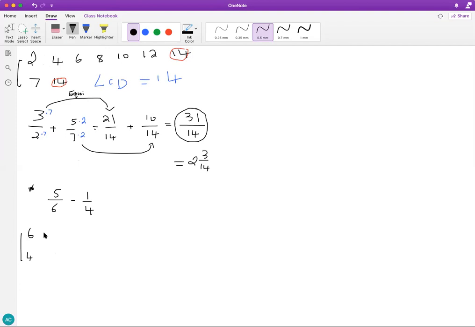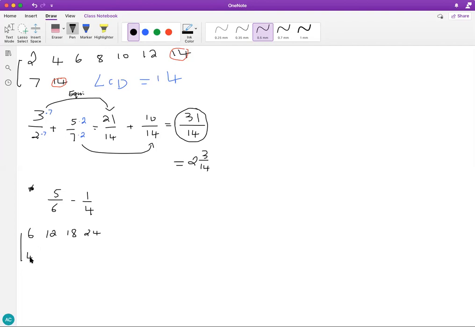What's the first multiple of 6? First multiple of 6 is 6. Next one is 12. Then 18. Then 24, and so on. Okay, let's start with the 4. See if we can get a common denominator like one of these. If not, we're going to continue here and here until we find the least common denominator.